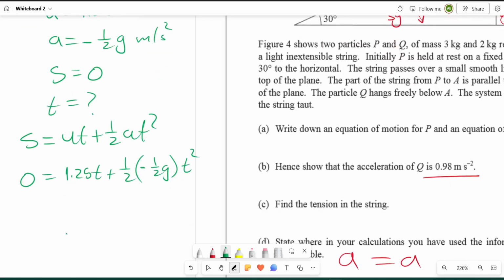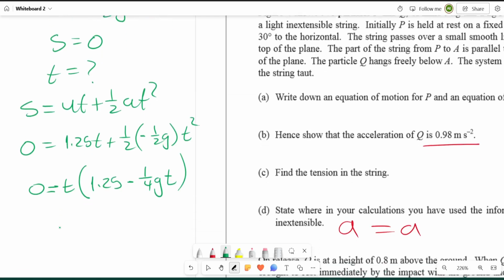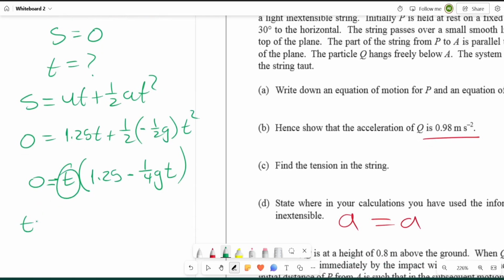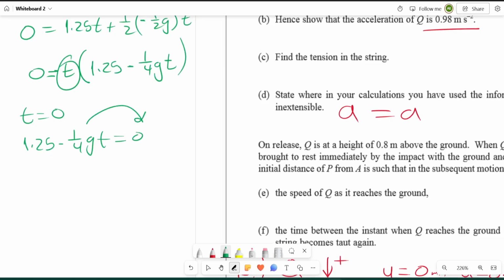Over here, I can see that this is a quadratic. I can take a t out, and this is left with 1.25, and then half times negative half is negative 1 over 4g. Taking a t out of this leaves me with only t, and this is equal to 0. Solving this, I have two solutions. When t equals 0, and that was expected, and the other solution is when 1.25 minus 1 over 4g t equals 0. So now I can solve by moving this to the other side: 1.25 equals 1 over 4g t.